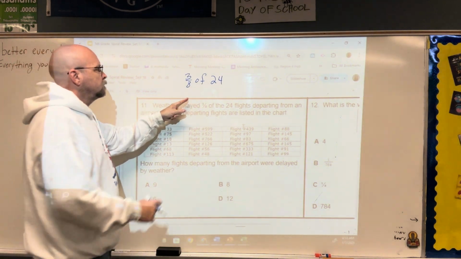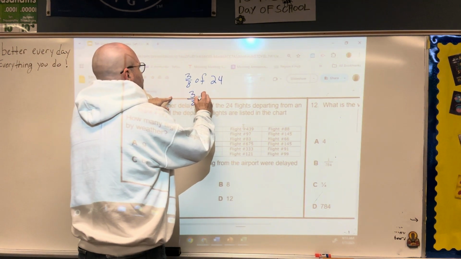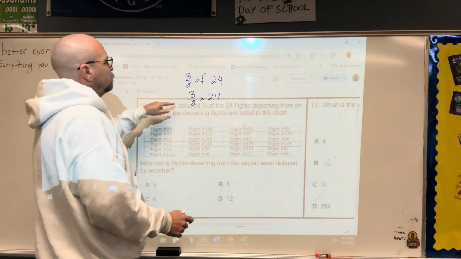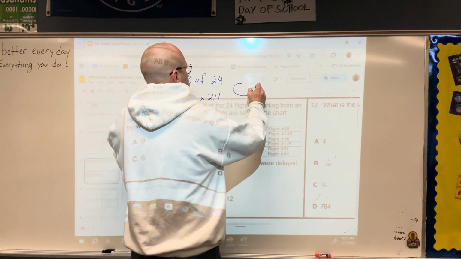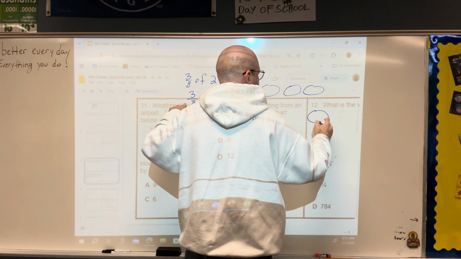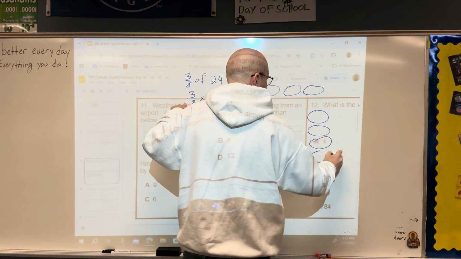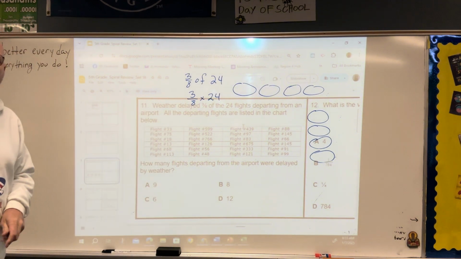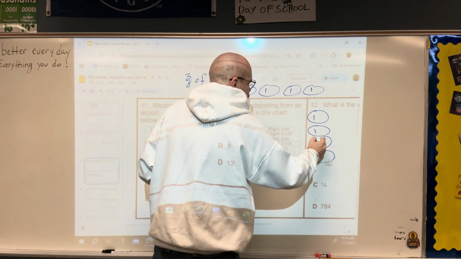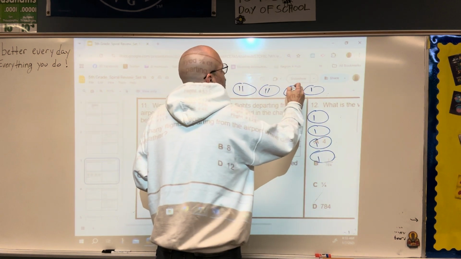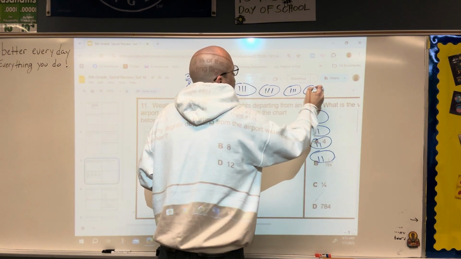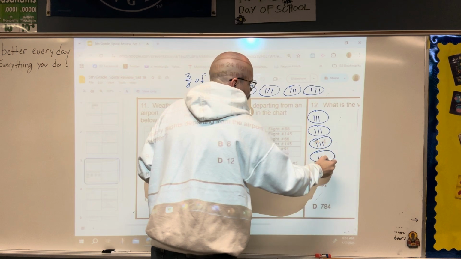Now the word of tells us we're multiplying. So we're going to have 3/8 times 24. One of the ways we can do this is we can make 8 different groups. And then we divide those 24 into 8 different groups. So 1, 2, 3, 4, 5, 6, 7, 8. 9, 10, 11, 12, 13, 14, 15, 16, 17, 18, 19, 20, 21, 22, 23, 24.